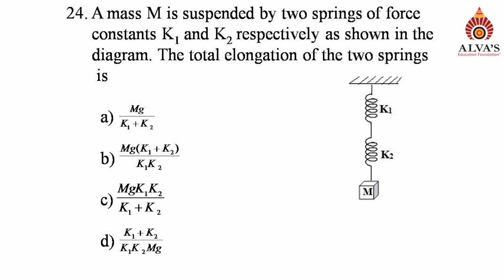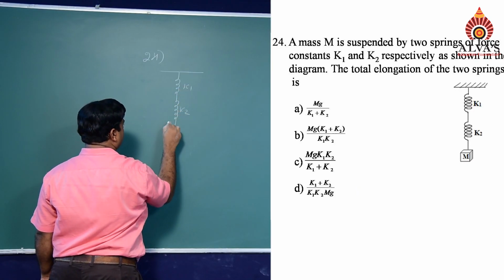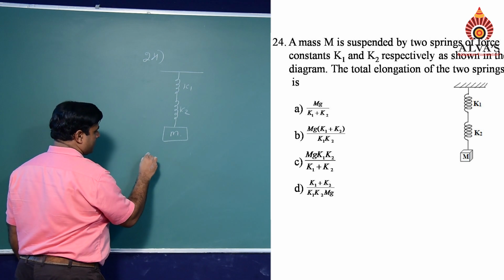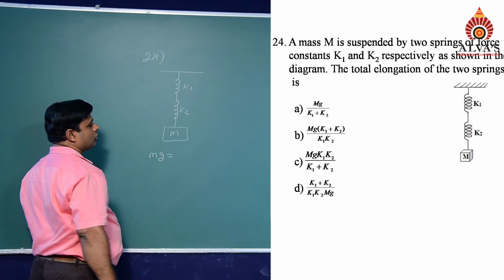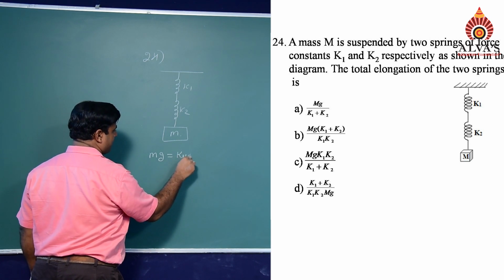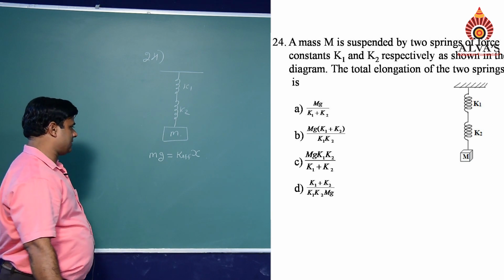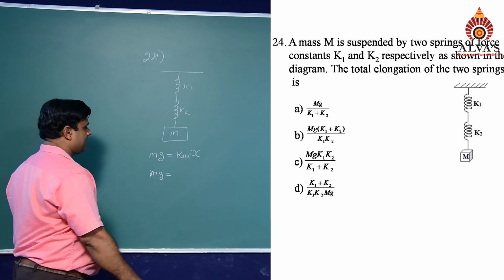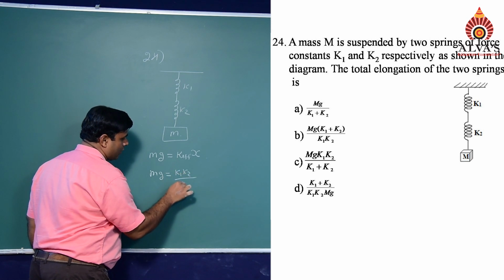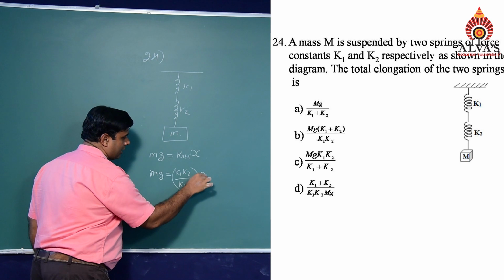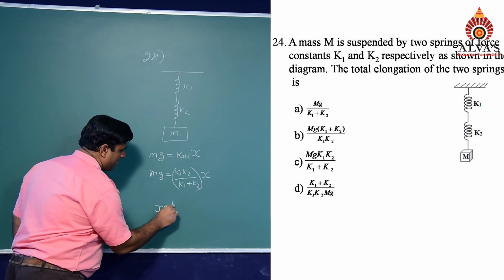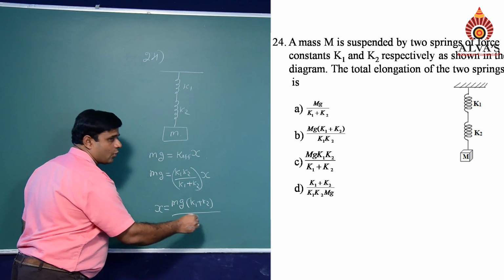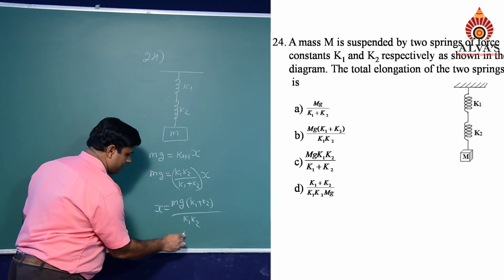One spring has spring constant K1, another has spring constant K2, to which mass m is attached. Weight acting on the spring system, m into g, should be equal to the restoring force, which is nothing but K effective into elongation x. Here K effective is the effective spring constant. Since springs are connected in series, it is K1 K2 divided by K1 plus K2, into x, which implies x equals m into g into (K1 plus K2) divided by K1 K2. So, the answer should be B.